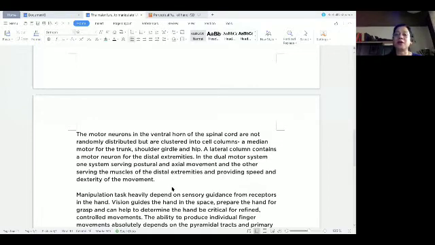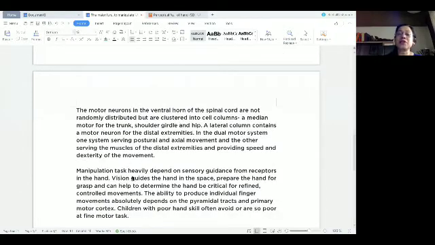Okay, so manipulation depends on the sensory guidance of the receptors. Vision guides the hand in space, prepares the hand for grasp, and can determine the hand to be critical for refined and controlled movements. The ability to produce individual finger movements absolutely depends on the pyramidal tracts and the primary motor cortex. Children with poor hand skills often avoid fine motor tasks.